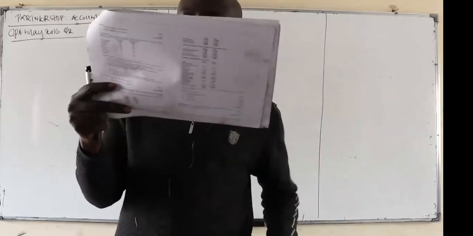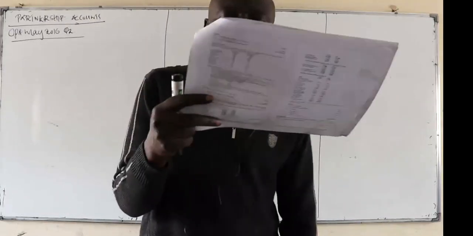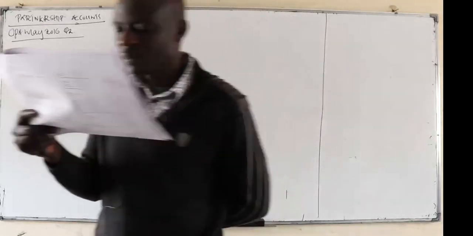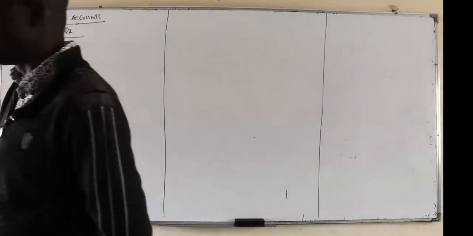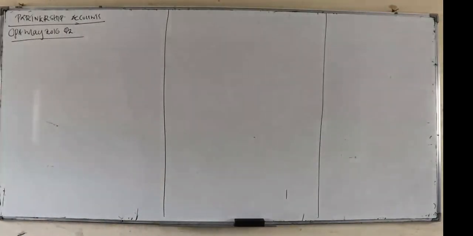Number 4, allowance for doubtful debts amounting to 200,000 is to be provided. Number 5, insurance paid in advance as at 30th April 2016 amounted to 40,000. Number 6, during the year ended 30th April 2016, the partners withdrew goods from stock for personal use as follows: Maria, 150, Bakari, 590,000. So required, A, income statement for the year ended 30th April 2016, 12 marks, and statement of financial position.